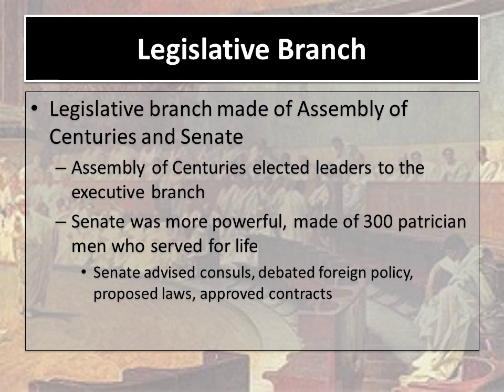The Assembly of Centuries elected leaders to the executive branch, but the Senate was the more powerful of the two parts of the legislative branch because the Senate was made of 300 patrician men who served for life. Once you became part of the Senate, you did not leave until you were dead, which meant that the people serving in the Senate had more power. The Senate advised the consuls, who were part of the executive branch. They debated foreign policy, they proposed laws, and they approved contracts.